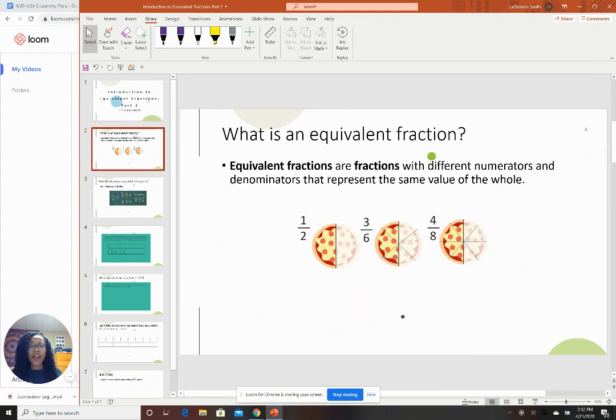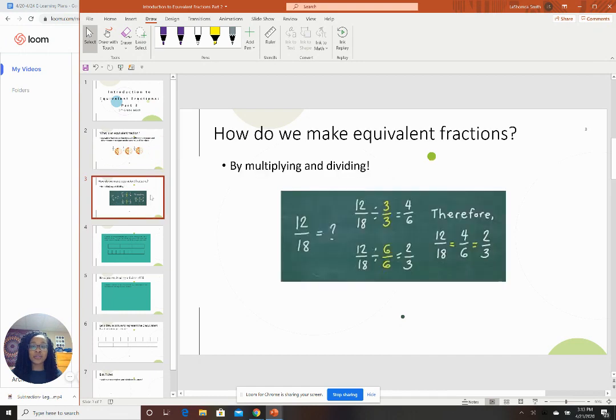So what is an equivalent fraction? Hopefully this is review and you already know it, but it's when fractions with different numerators and denominators represent the same value of the whole. We notice with our pieces that the numbers are different on the top, which is the numerator, and different on the bottom, which is the denominator, yet they have the same value when you look at the pictures. So even though this is 1/2 and this is 4/8, we see that both of them are the same amount of pizza, right? That's what equivalent fractions are, and we've been working on finding those equivalent fractions.